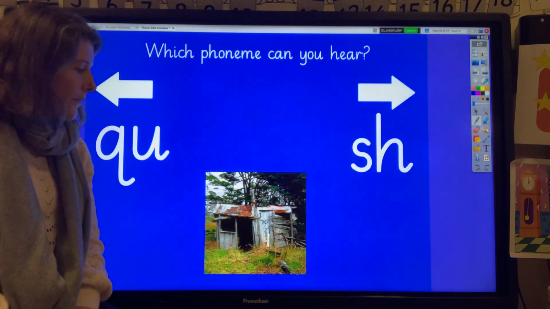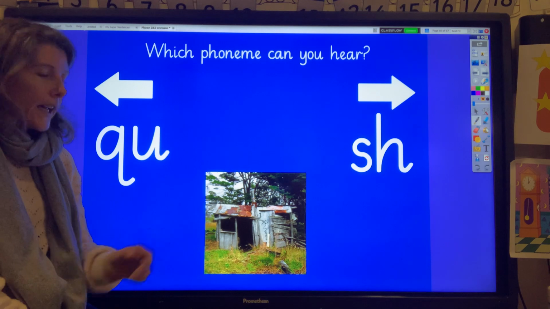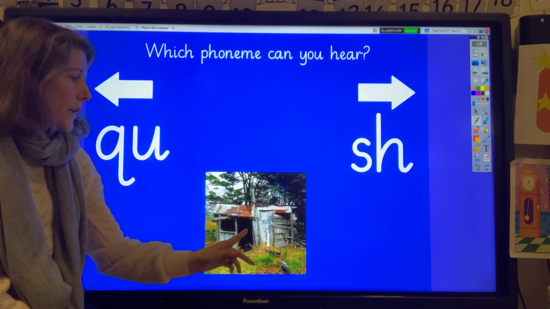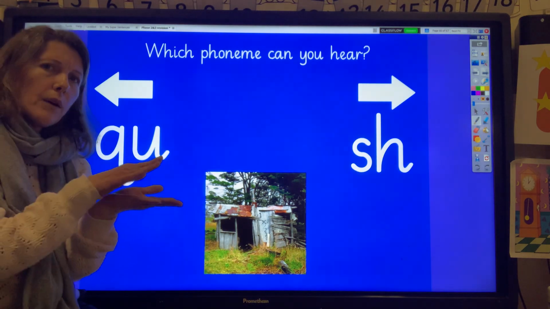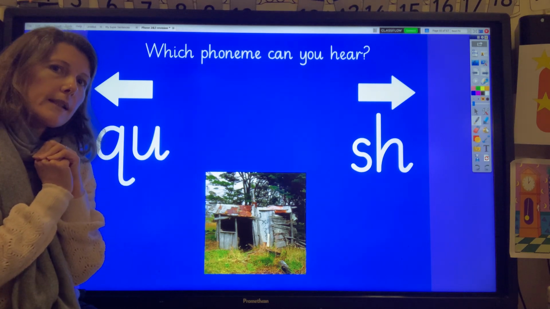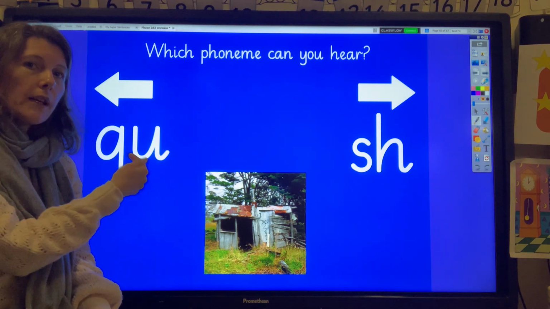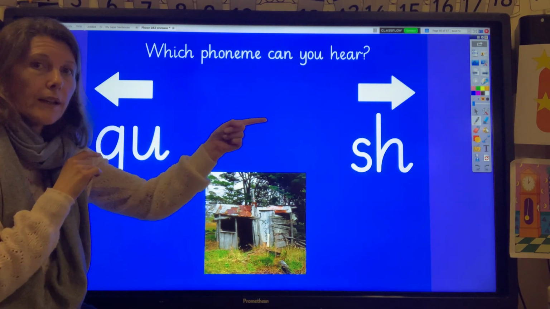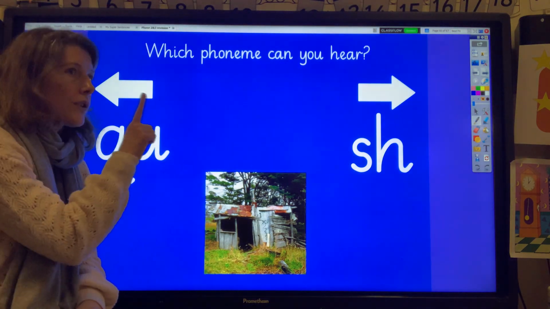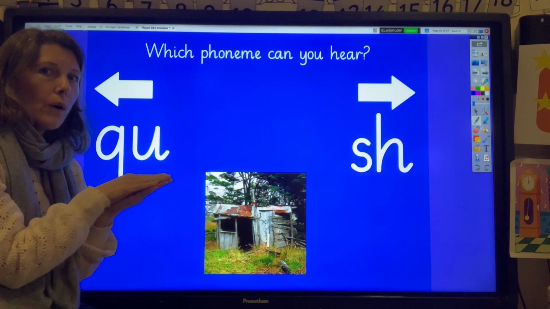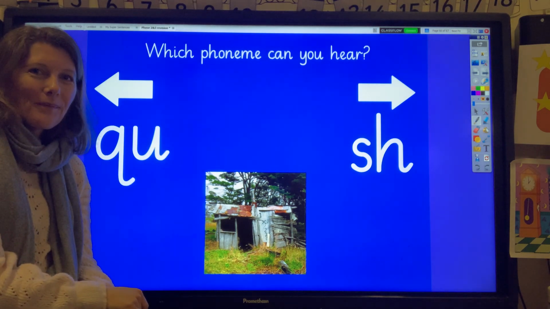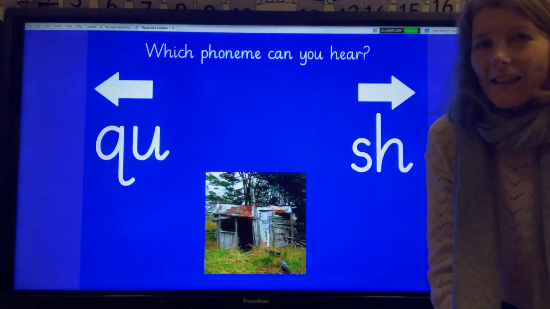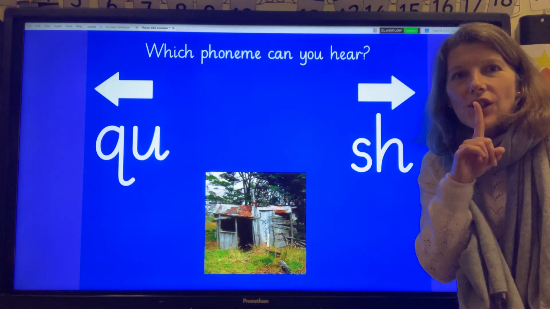One more. Here is our shack in the woods. So this is a beginning sound again. A shack. Does it start with qu, or does it start with sh? If you think qu, you need to come this way. If you think sh, you need to go that way. Is it a shack or is it a quack? What do you think? Ready? You're right. It is a shack.